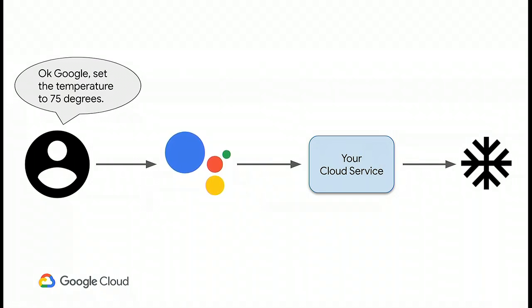So the smart home interaction is a cloud-to-cloud integration, okay? Which means as a device manufacturer, you have to provide your own cloud service for users to register and manage their devices, and then the Smart Home Actions platform can integrate with that cloud service using a series of webhooks to control and access those devices. We'll talk more about that in a little bit.